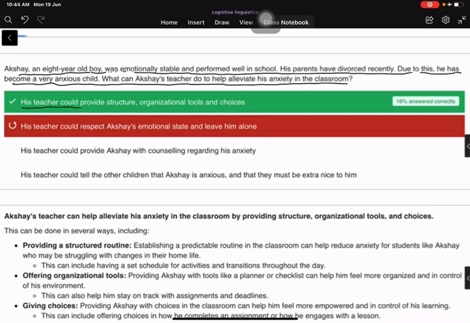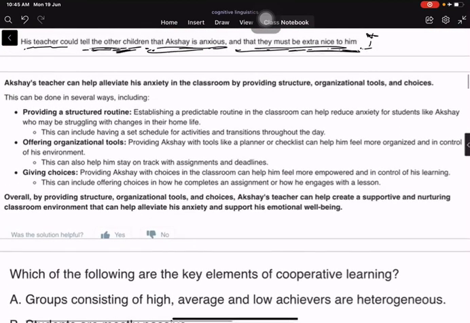Well, his teacher could provide structure, organization, tools, and choices to help alleviate his anxiety. Choices, organizational tools, and structure. But what I would have done is I could tell the other children that Akshay is anxious and that they must be extra nice to him. That's what I would have done. So Akshay's teacher can help alleviate his anxiety in the classroom by providing structure, organizational tools, and choices.